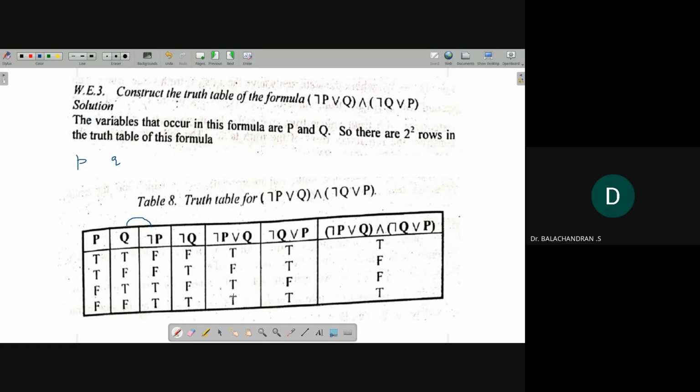Similarly, next negation Q or P. So T, F is T; T, T is T; F, F is F; F, T is T. Okay. So next these two I'll put and. So it is true only if both of them are true. Otherwise, it is false. So T, T is T; T, F is F; T, F is F; T, T is T.